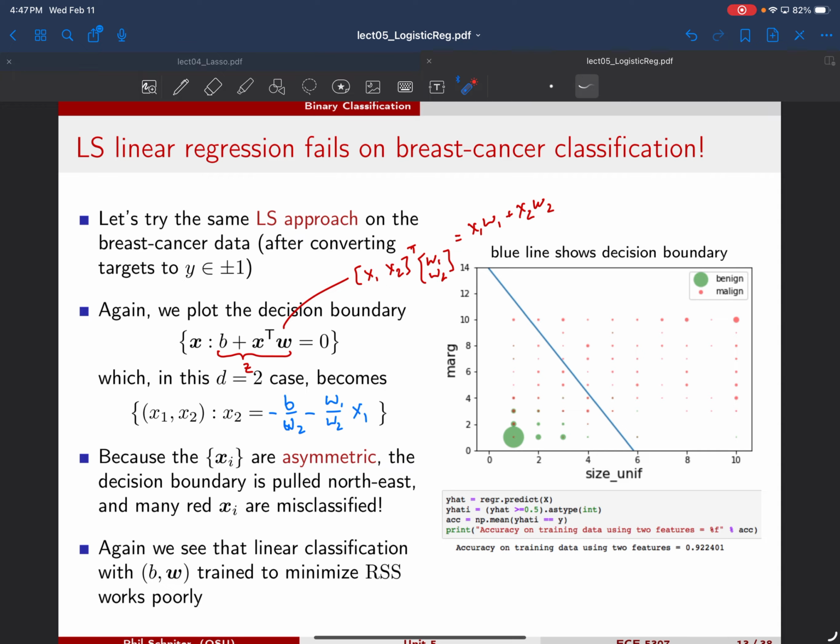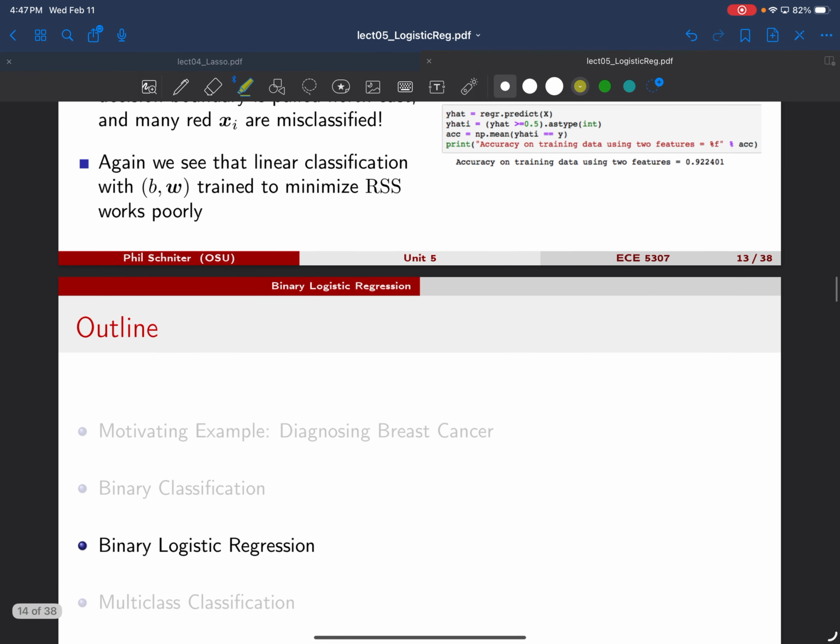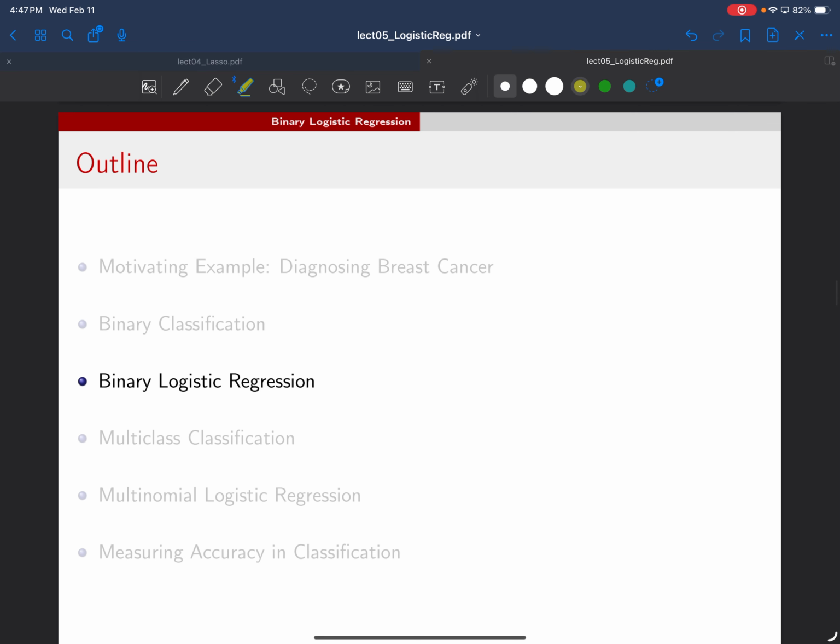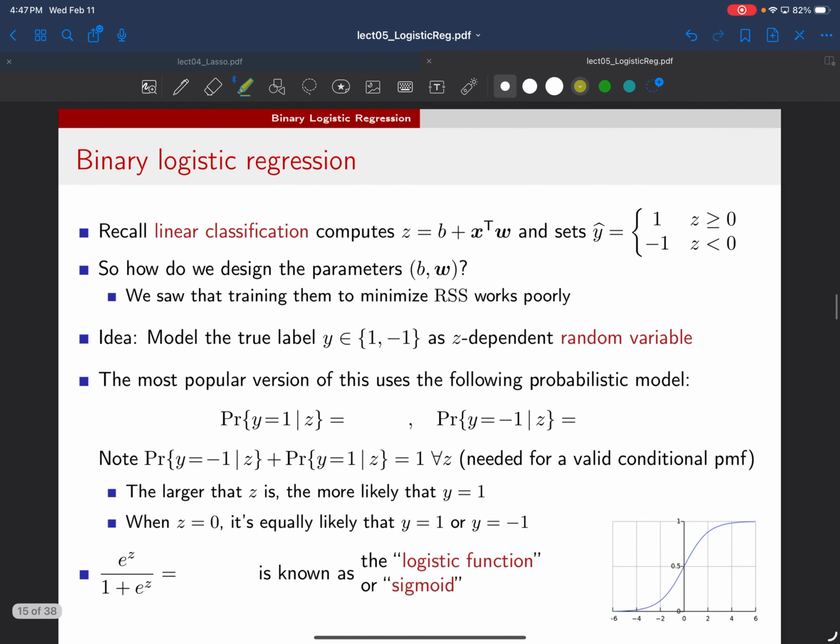Okay, so that's another thing we learn on this page. Any questions? Okay, great. We now know something that doesn't work, so what does work?